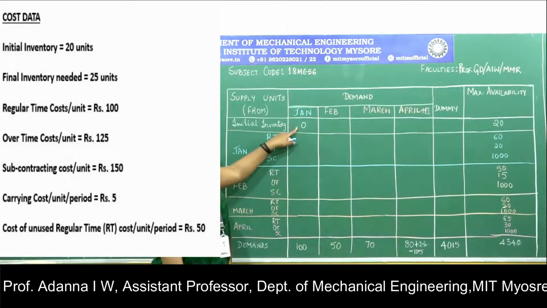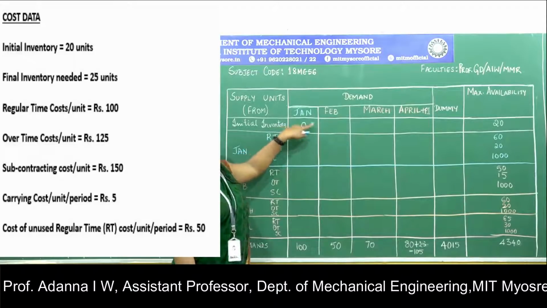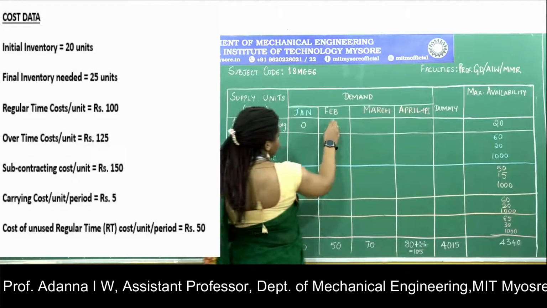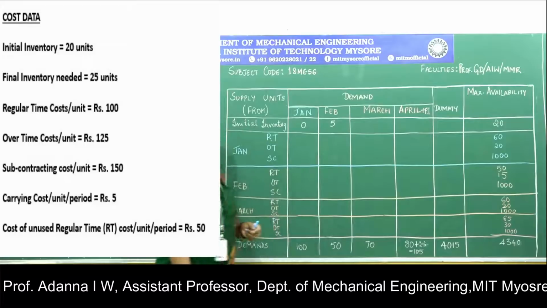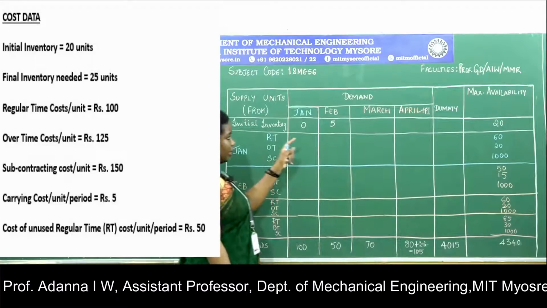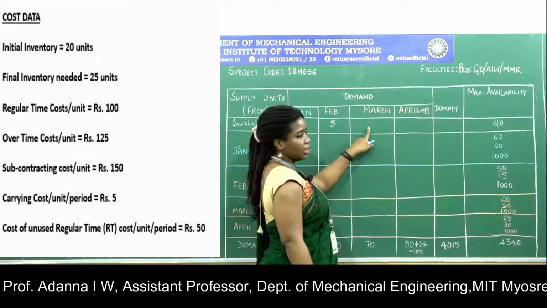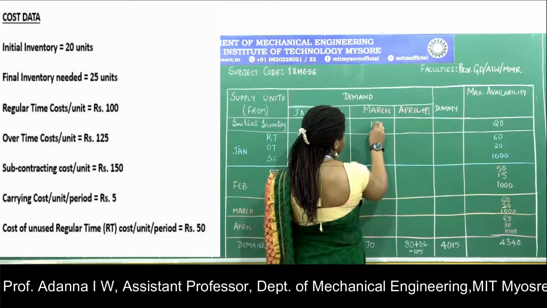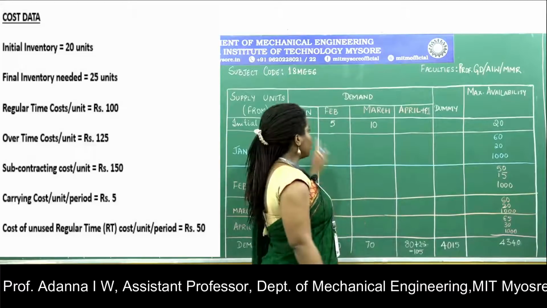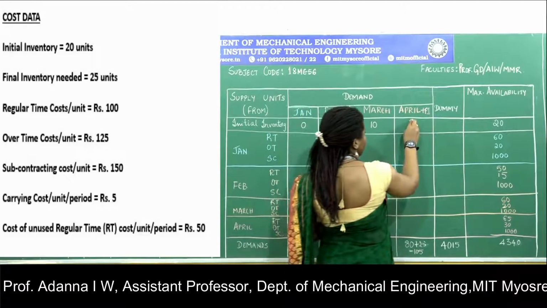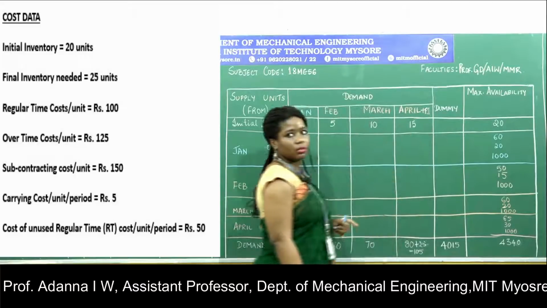If any unit remains unsold from the month of January, then of the initial inventory of 20 units, if all 20 are used in January, we don't have any amount incurred. If we take it forward from January to February, even a single unit is going to cost us 5 rupees, because it is mentioned that carrying cost is 5 rupees. Again, if it goes from February to March, it gets another 5 rupees added, that is 10 rupees. That keeps going till April, when it becomes 15 rupees.